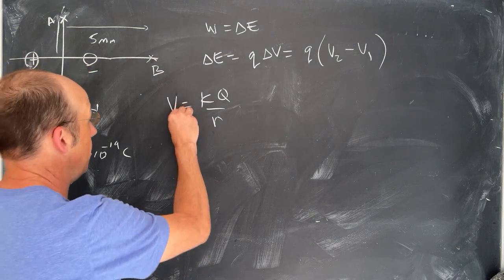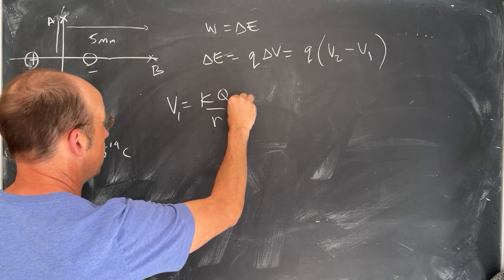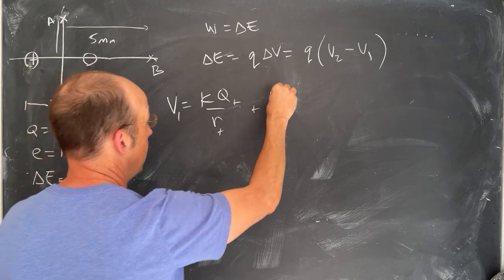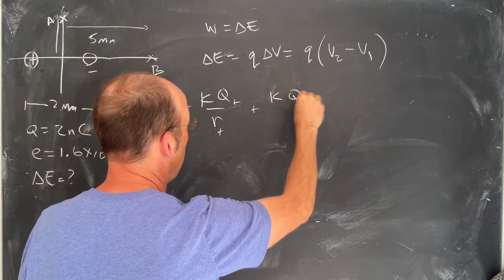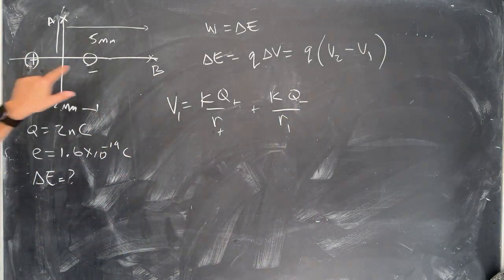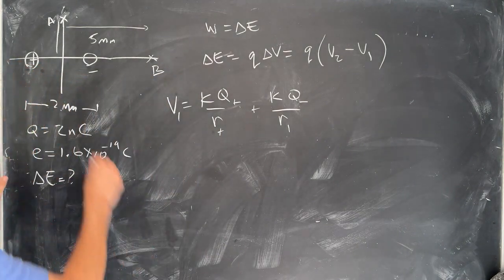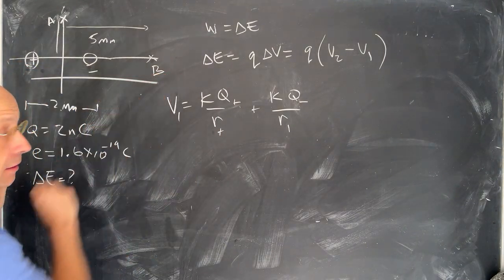So V1 is going to be kQ plus over r plus, plus kQ minus over r minus. So what's Q minus and Q plus? Well, that's Q plus, that's Q minus. I think that kind of makes sense. What's r plus and r minus? r plus is this distance.